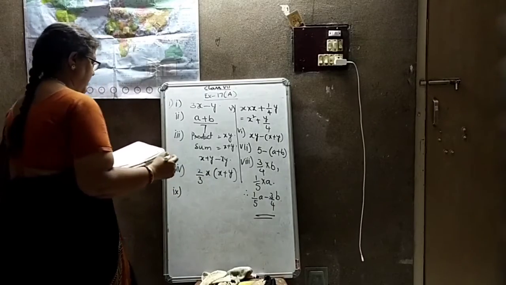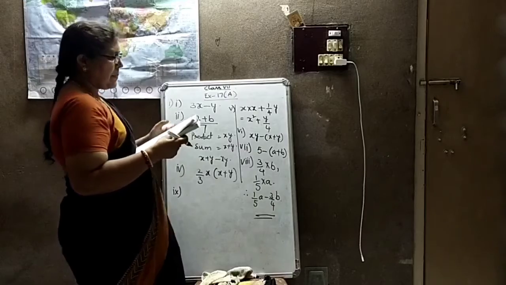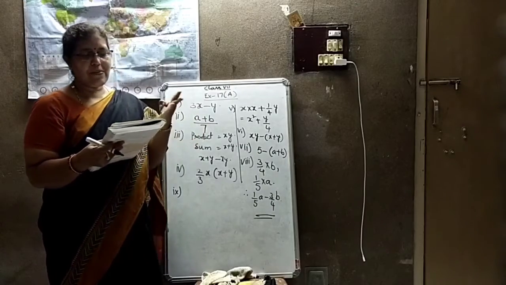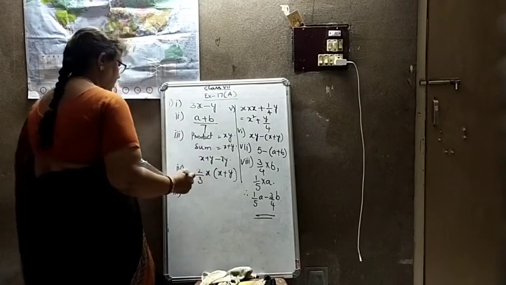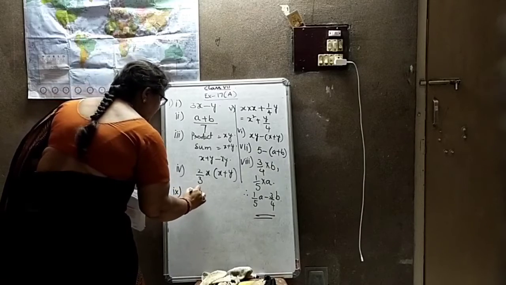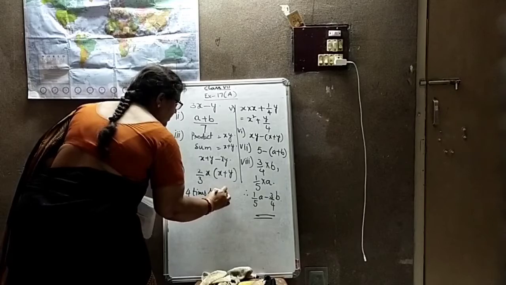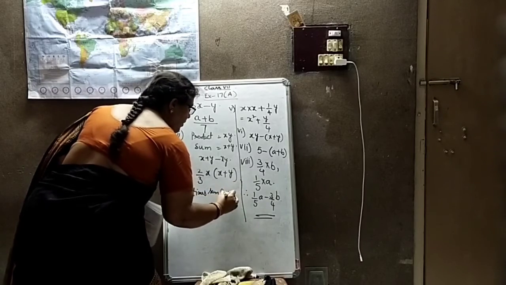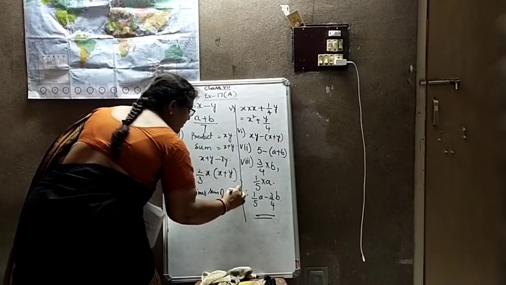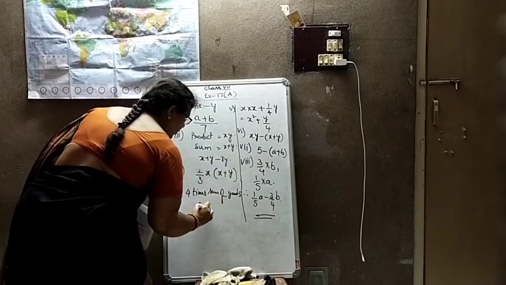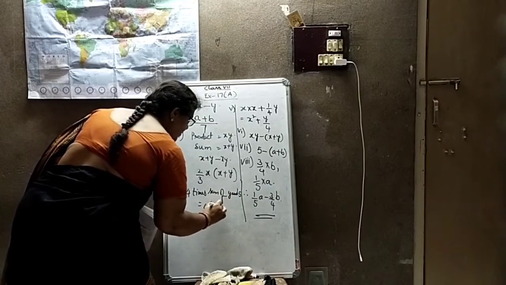Twice a number x subtracted from 4 times the sum of y and 5. So, I am writing here: 4 times the sum of y and 5 is equal to 4 into (y plus 5).